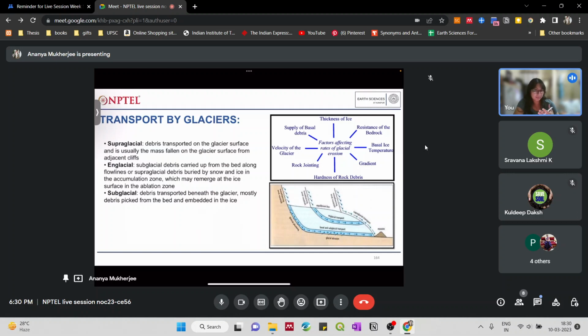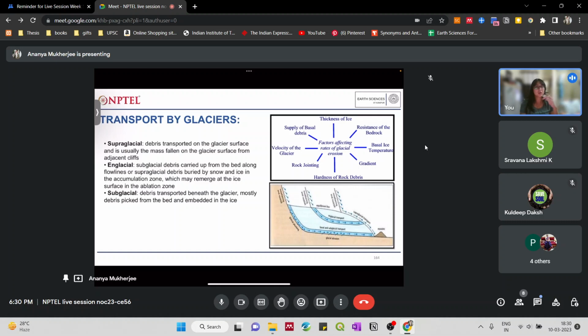Then your basal ice temperature, also the gradient of the slope along which the glacier ice is moving, how much basal sediment is present, the debris, the rock fragments that are being carried by the glaciers, the velocity of the glacier, and also how jointed the bedrock is. If there are a lot of joints where the glaciers are moving, it's easier for the erosion processes done by the glaciers.